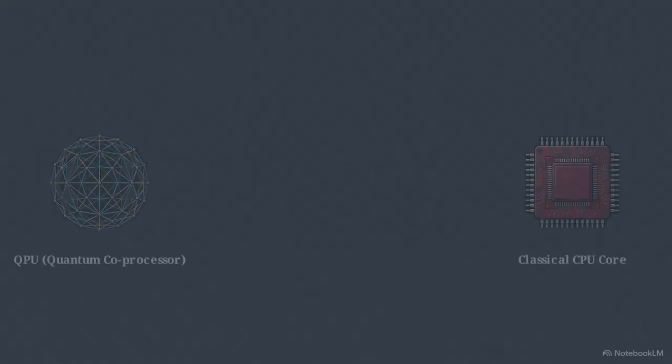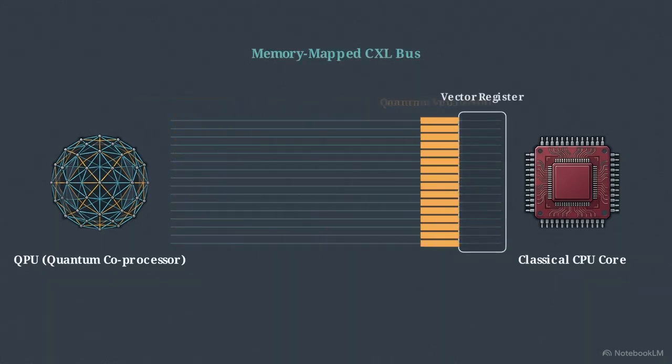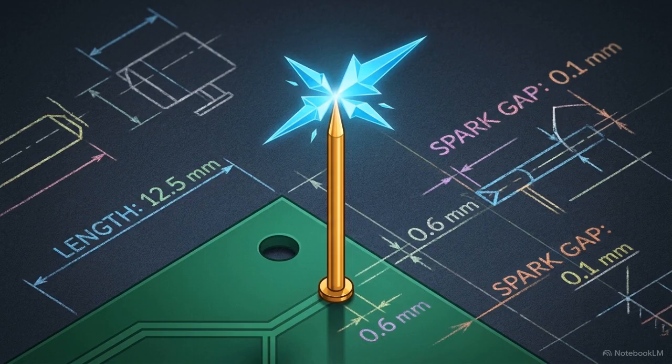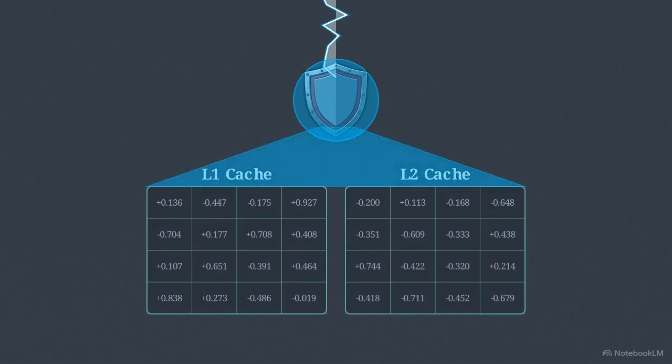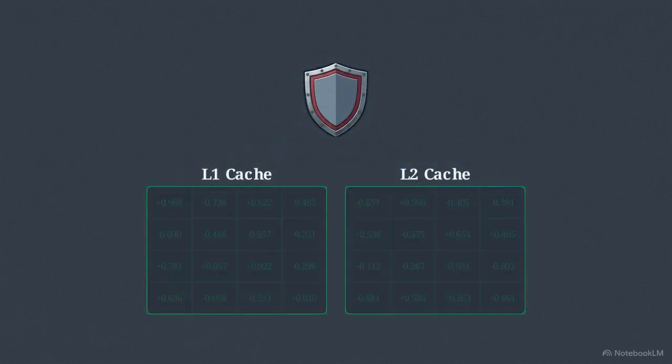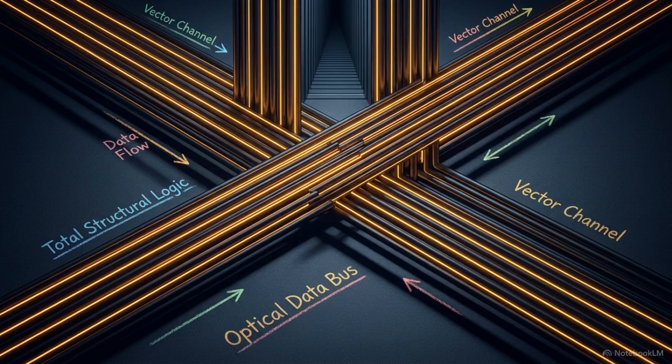By linking the QPU to a memory-mapped CXL bus, the classical processor treats the quantum hardware like an ultra-wide vector register. The moment the quantum hardware measures a state, it triggers a physical electrical pin. This sub-nanosecond signal is caught instantly by a custom assembly interrupt service routine inside the kernel. Because there are no abstraction layers to navigate, the routine modifies the parameter matrices directly in the L1 and L2 caches and flashes the new angles back down the bus.